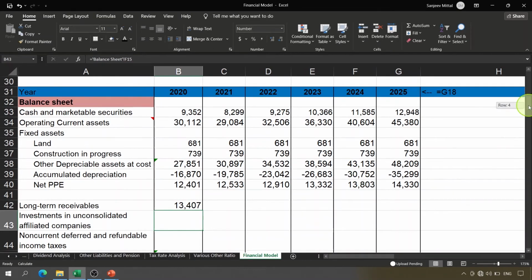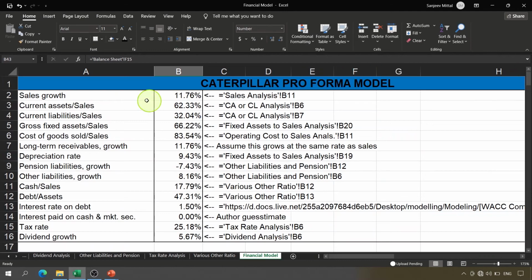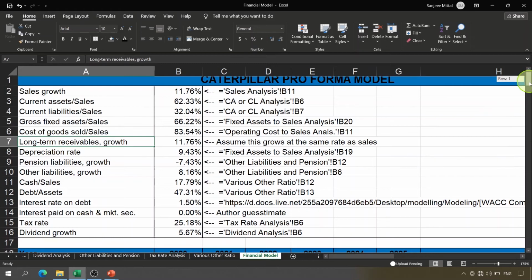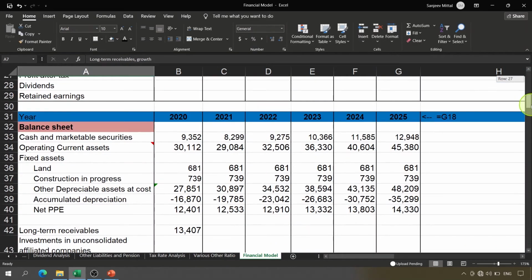Also, from our financial model, which is here, we already know that the long-term receivables will have a growth rate of 11.76%. So we shall simply go to our balance sheet.